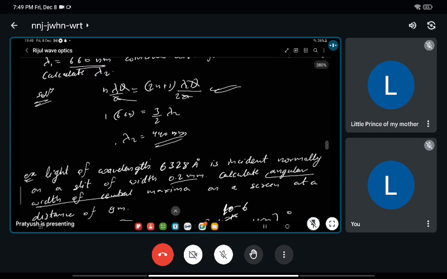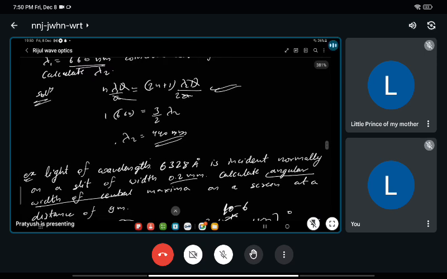Now see the next question. Write down this question. Light of a wavelength of 6328 angstrom is incident normally on a slit, means light is perpendicular on a slit. On a slit is written, means the slit is single. It means the question is of diffraction. You must understand that. Width 0.2 mm is given. Calculate the angular width of the central maxima on a screen at a distance of 9 meters. Calculate it fast.